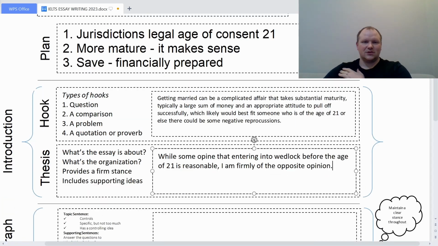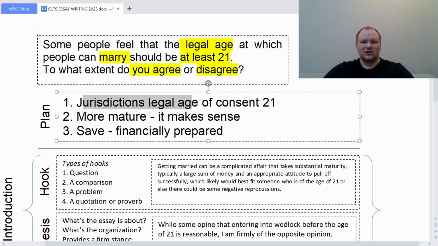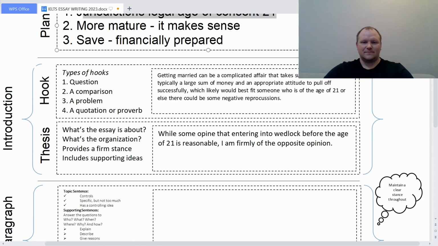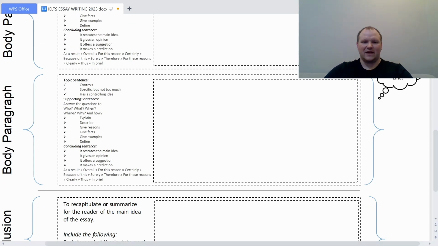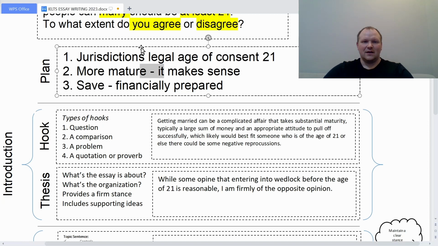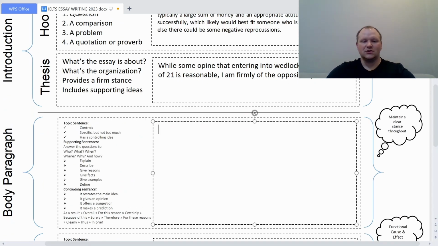All right. So here, jurisdictions, legal age, consent, 21. So this is maturity. I mentioned that second. So my third paragraph, which I don't have here in the template, okay, so I'm going to link these two into paragraph 1.